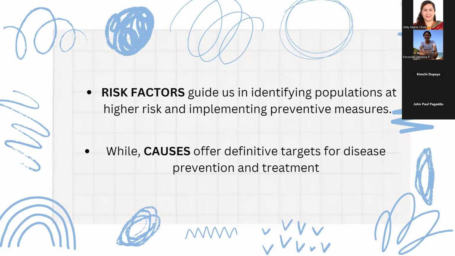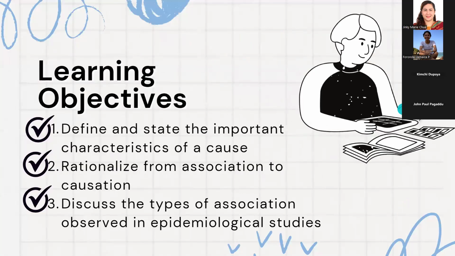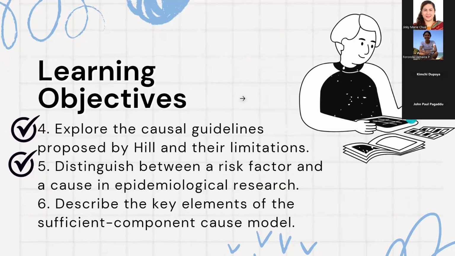Okay, the role of risk factors is to guide us in identifying populations at higher risk and implementing preventive measures, while causes offer definitive targets for disease prevention and treatment. Okay, let's go. Nasa last objective na po tayo, which is to describe the key elements of the sufficient component cause model.